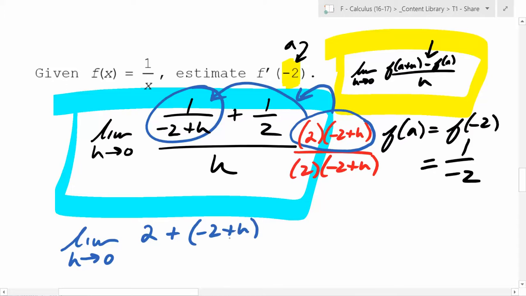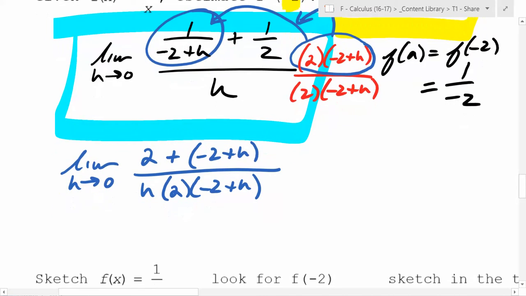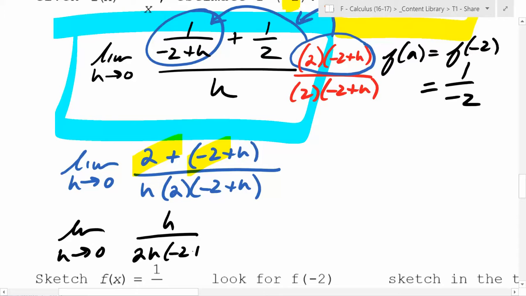Negative 2 plus h all over, and on the bottom, h times 2 times negative 2 plus h. What cancels on top now? Is that really, really nice? Yeah. Because now what are you left with? h over 2h times negative 2 plus h. Something cancels? The h's cancel. Is that the entire thing you were looking for? Yeah, so now what do you have?